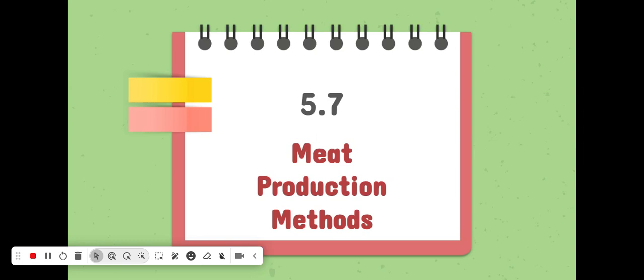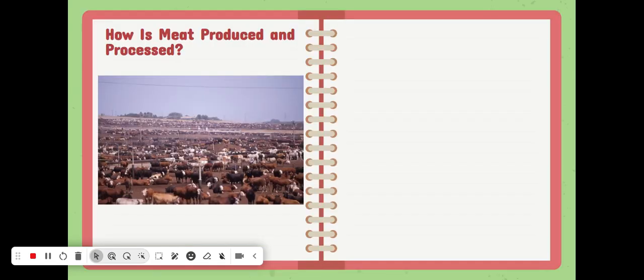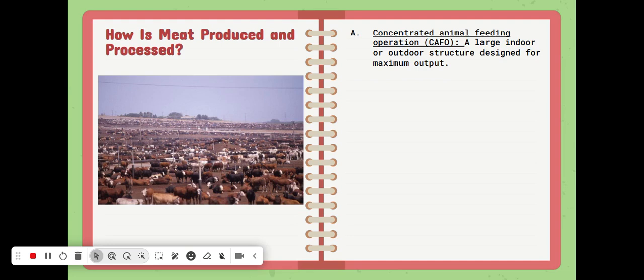So remember, as I mentioned in class today, in Unit 5 we're going to spend time talking a lot about how we raise a lot of the food that we consume. We know that a part of that is harvesting crops like corn, rice, wheat, and soybeans, but another aspect, especially for developing countries, is how we raise livestock and how we produce meat. So, how is meat produced and processed?